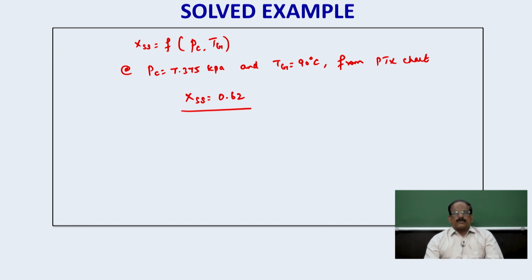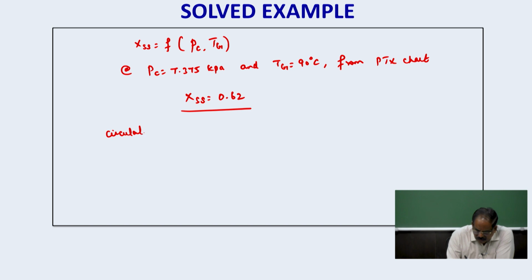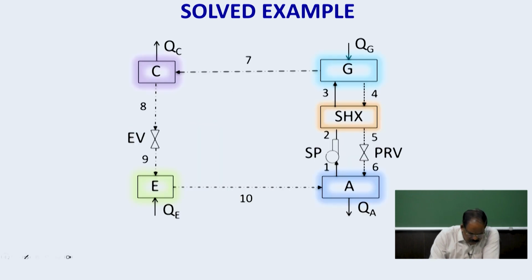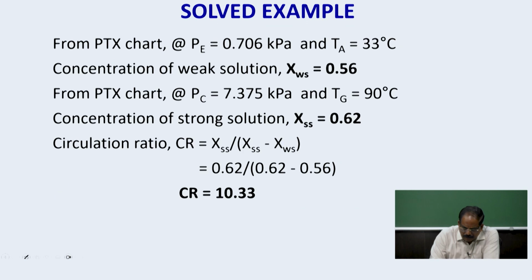So the first step is to find the evaporator pressure and condenser pressure. Step number 2 is finding the concentration of the strong solution and weak solution. Using these two concentrations, we can find the circulation ratio. Once we find the circulation ratio, we can find the mass flow rate of the strong solution and the mass flow rate of the refrigerant, because the mass flow rate of the weak solution is given in the problem. The next one is circulation ratio, that is CR. So let us go to the solution which is given in the PPT.